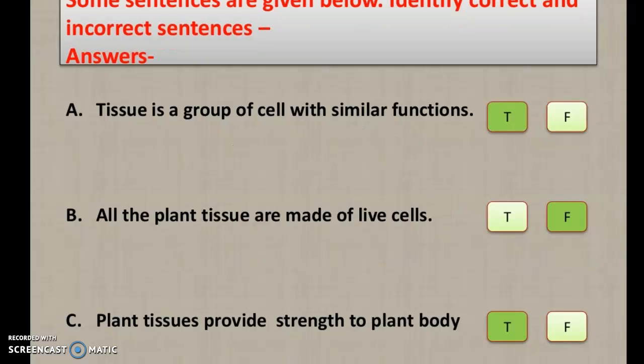Now see the answer. The first statement is true. Tissue is a group of cells with similar function. The second statement is false. All plant tissues are not made up of live cells. Some are made up of dead cells, like sclerenchyma, right? Sclerenchyma cells are dead cells. Plant tissues provide strength to the plant body. This is true.